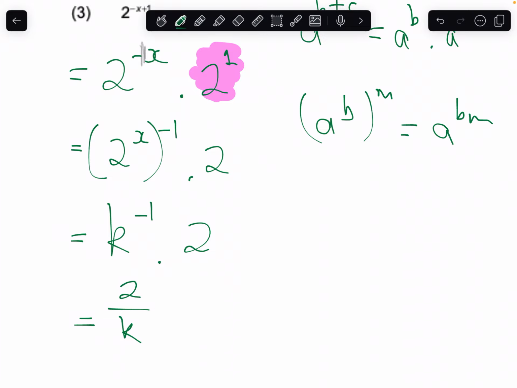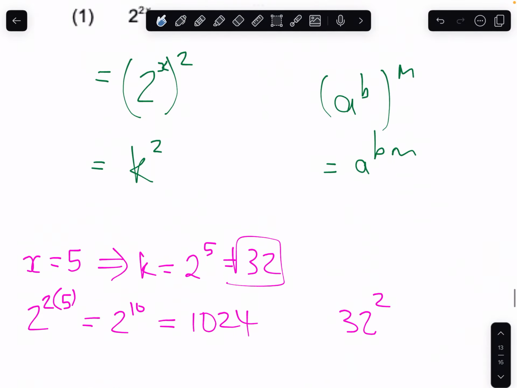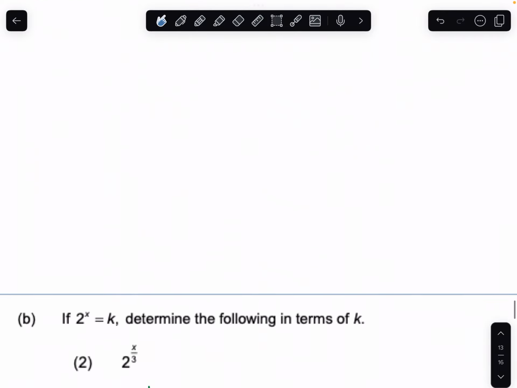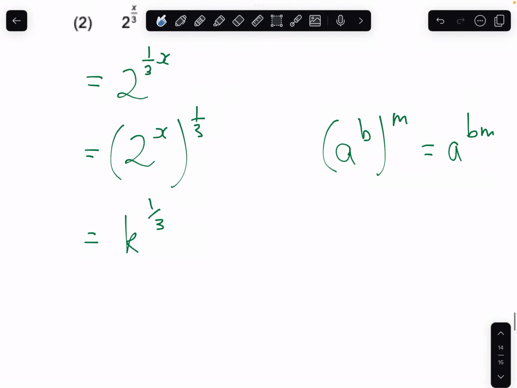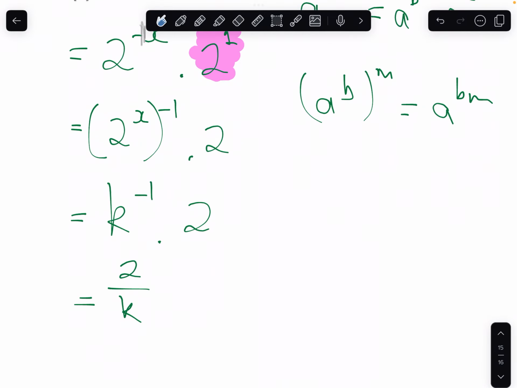Let's double check with the memo. The memo says, indeed, we have k squared as our first answer. Next answer is k to the third, or the cube root of k. And then the final answer is 2 over k. Perfect. See you in the next video.